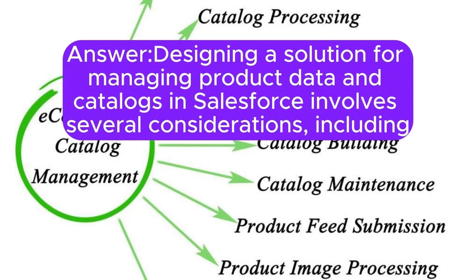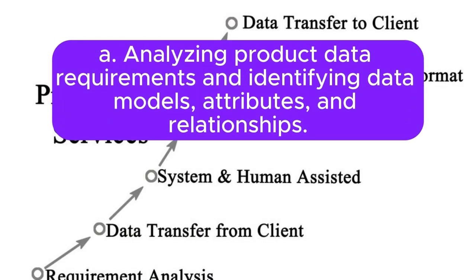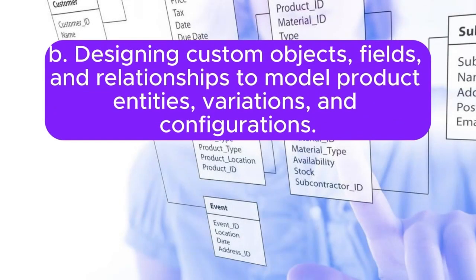Answer. Designing a solution for managing product data and catalogs in Salesforce involves several considerations, including A. Analyzing product data requirements and identifying data models, attributes, and relationships. B. Designing custom objects, fields, and relationships to model product entities, variations, and configurations.